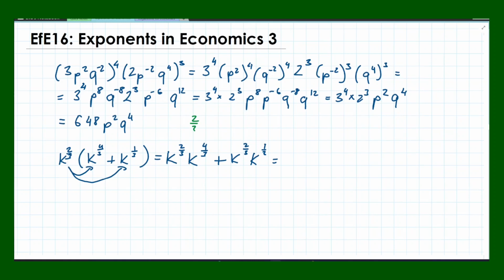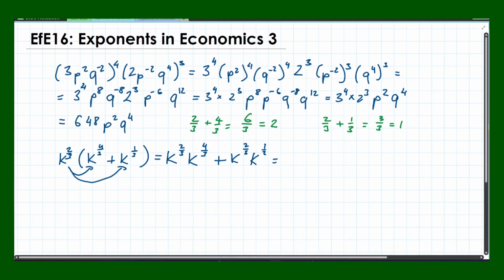So 2/3 add 4/3. Well, I'm in luck because they have got the common denominator already. So all I need to do is add together 2 and 4 to make 6/3. And 6/3 conveniently cancels down to 2. Now, let's deal with the other powers. 2/3 add 1/3. Well, again, same denominator, so I'm just going to have to add the numerators together. 2 plus 1 makes it 3. 3 divided by 3 gives me 1.